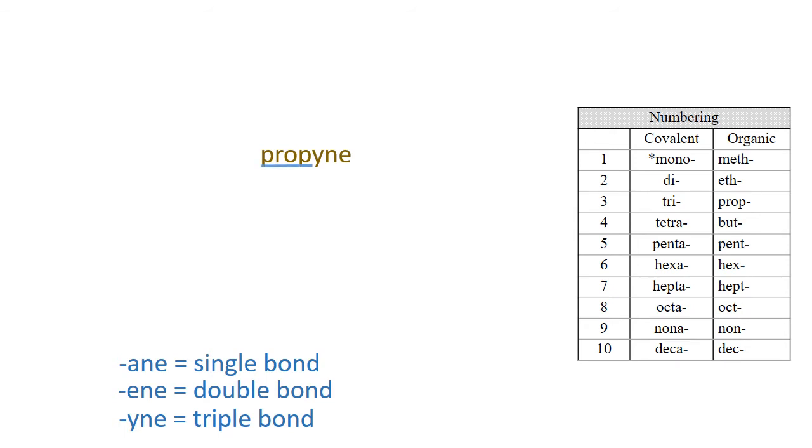Propyne, prop means 3, so I have 3 carbons. 1, 2, 3. Yne means triple bond, so I'll put in a triple bond. So the first carbon needs 1 hydrogen. The middle carbon is already making 4 bonds, so it gets no hydrogen. And the last carbon needs 3 hydrogens so that it is making 4 bonds. And that's propyne.